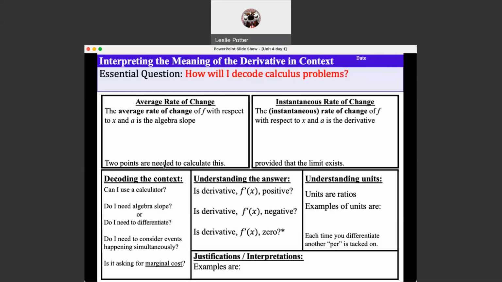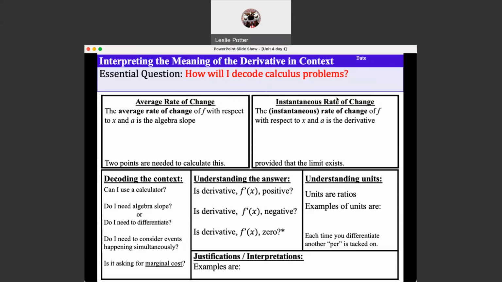Okay, so let's just talk about an overview of what decoding means. We're going to employ some strategies here. We're going to read the problem statement, underline some pertinent information and key vocabulary so that we can create a roadmap for what sort of solution we need for this problem. So let's talk about some vocabulary here.